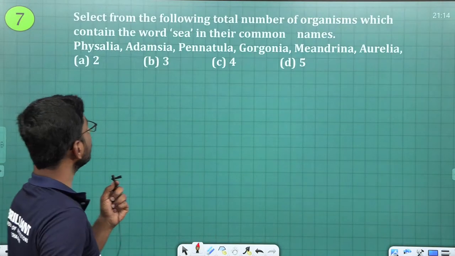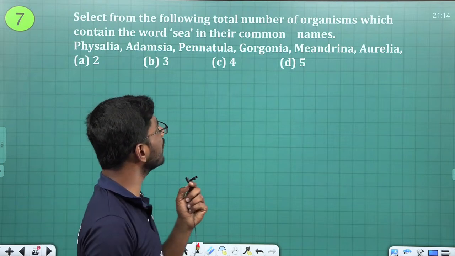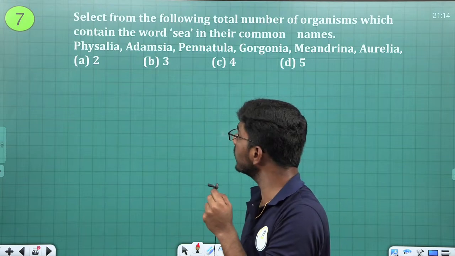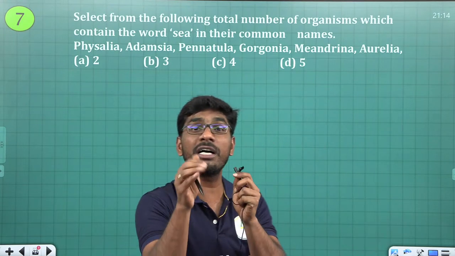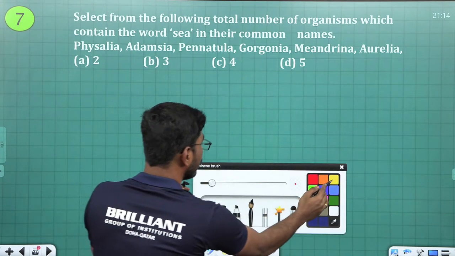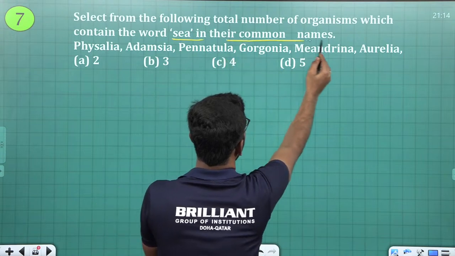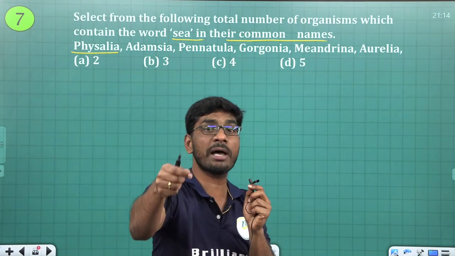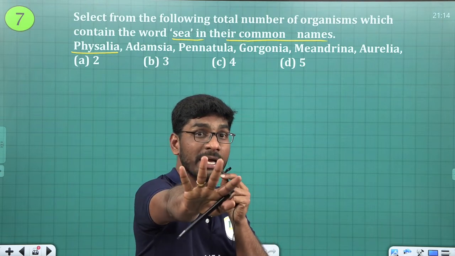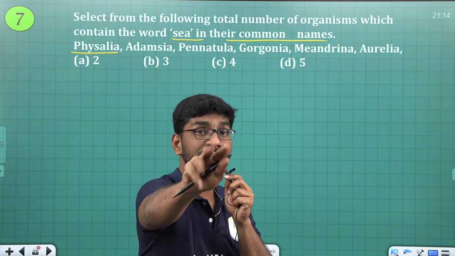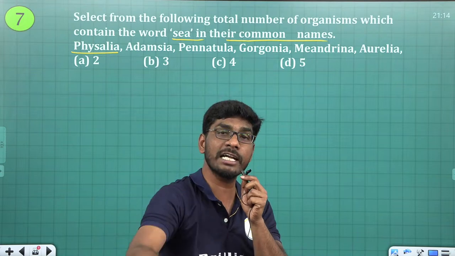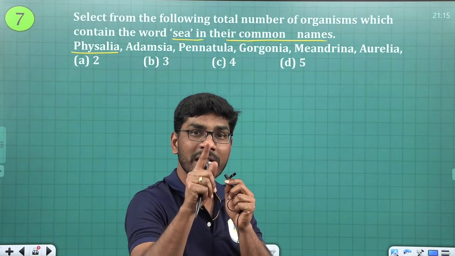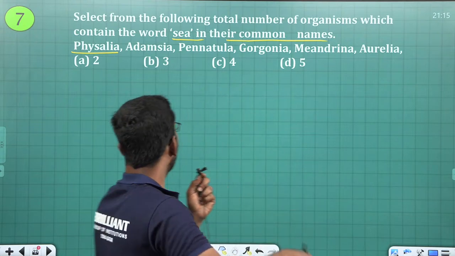Next question. Look here. Select the total number of organisms which contain the word 'sea' in their common names. Physalia is the Portuguese man of war. Five times we repeated it in class. Do you remember? Five times I said to repeat after me. Physalia is the Portuguese man of war. It belongs to Coelenterata, I said.